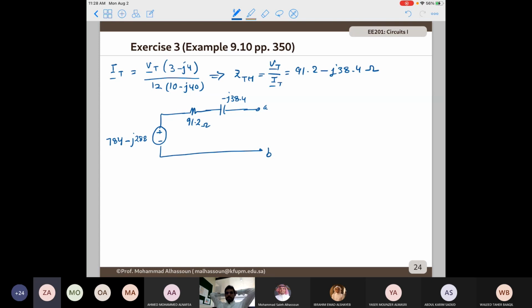Ziad, what could be the representation if the imaginary part was positive other than an inductor? It has to be an inductor. Okay. If the imaginary part is negative, then it's a capacitor. If the imaginary part is positive, then it's an inductor. Any other question?